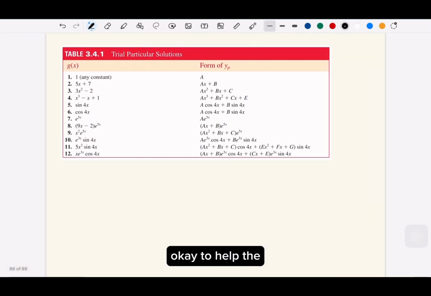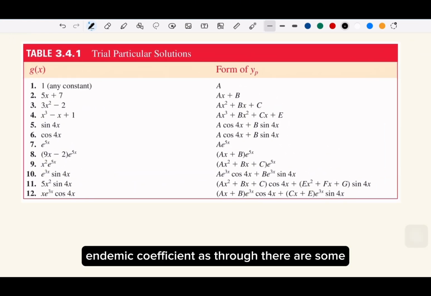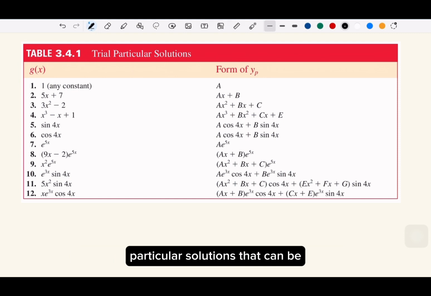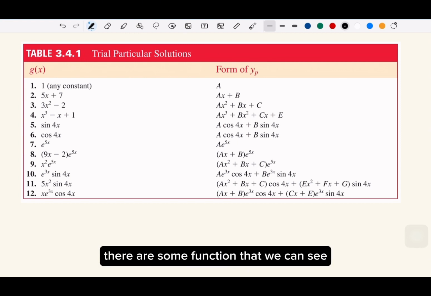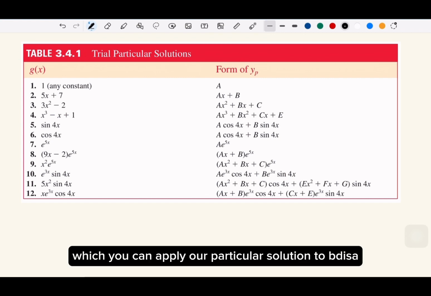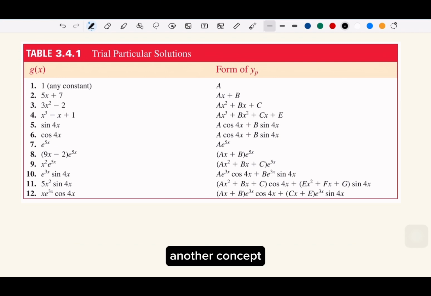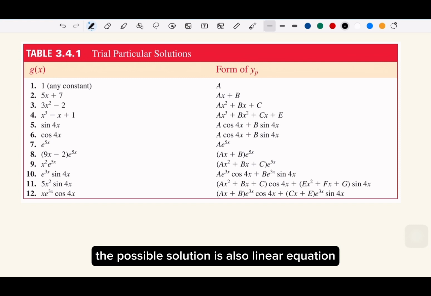Okay, to help with the undetermined coefficient, there are some particular solutions that can be offered. For example, on the left side there are some functions. First we can start from a constant, for which we take our particular solution to be just another constant. I think number one is clear, right? Number two, linear equations. The possible solution is also a linear equation.